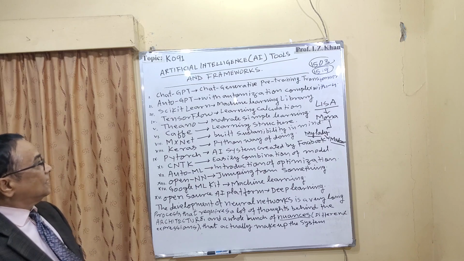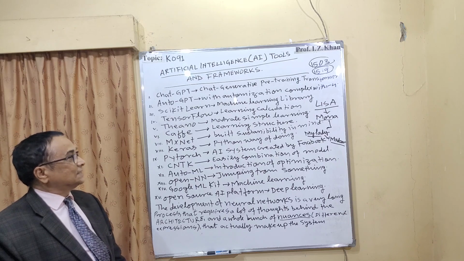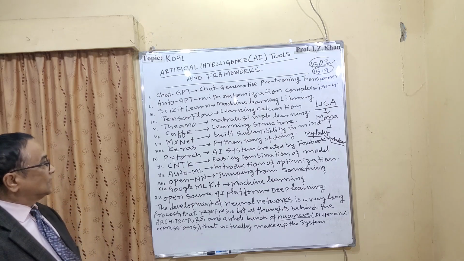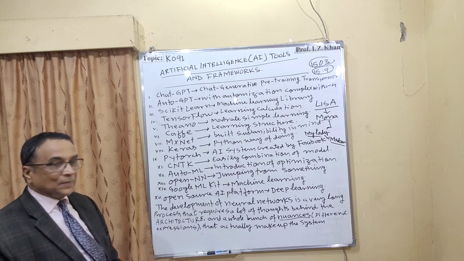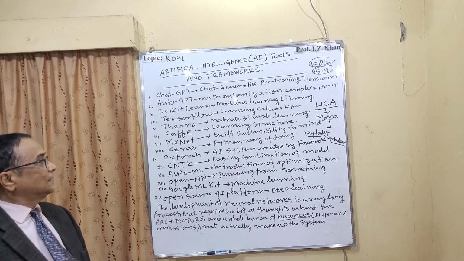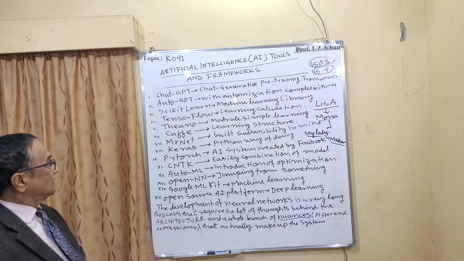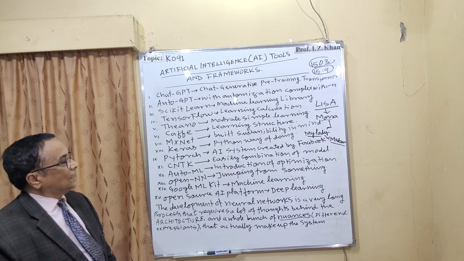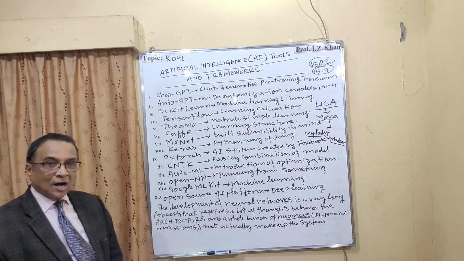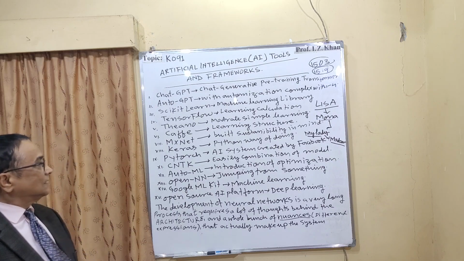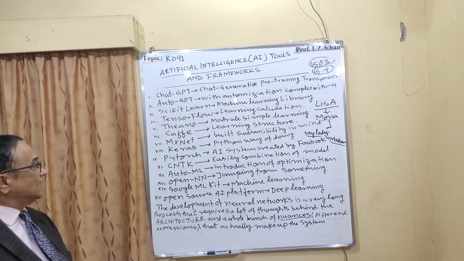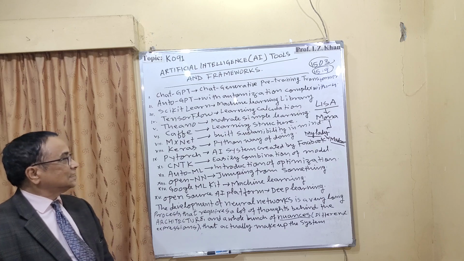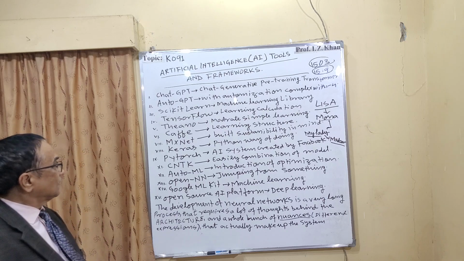Number 4, TensorFlow. It is learning and calculation. Then Theano is moderate simple learning. Then Caffe means learning structure. Then MXNet, it is built with sustainability in mind, how to sustain anything in the mind. That is known as MXNet. Number 8, Keras. Keras is the Python way of doing.